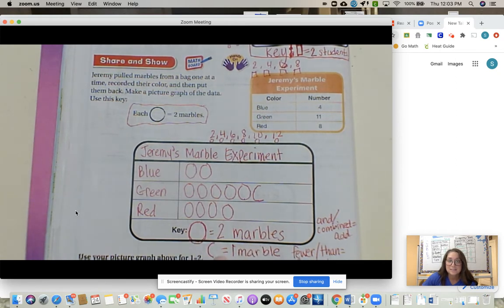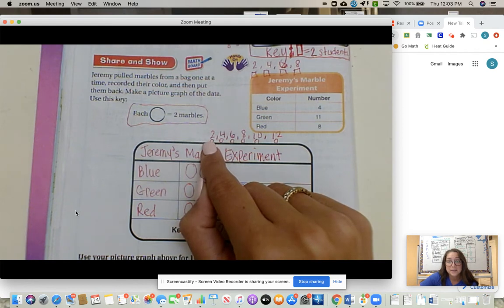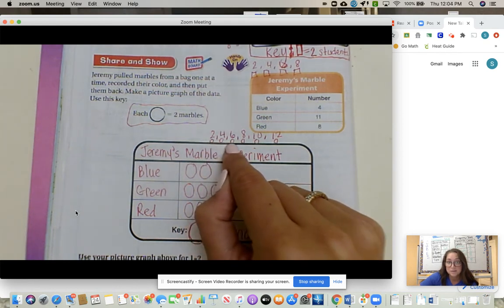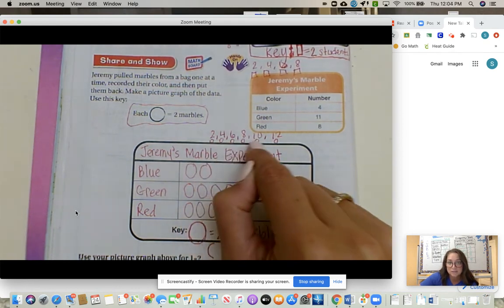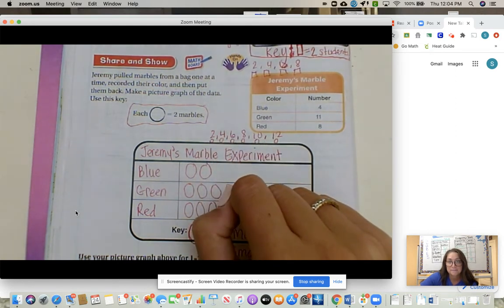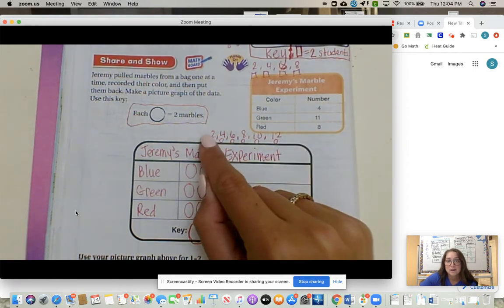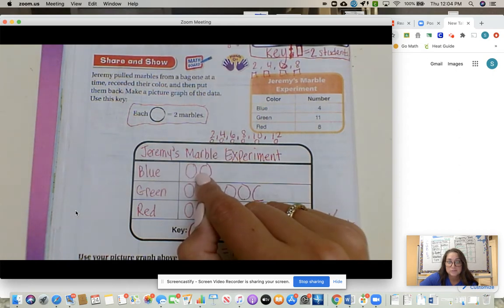And then we practice. What's half of a circle? If a whole circle is 2, what's half of 2? 1. So half of a circle equals 1 marble. Up here, again, I skip counted by 2s because it helps me. And then I draw the picture underneath so then I can just count how many pictures I need. So 2, 4, 6, 8, 10, 12. All right, for blue, 4. So 2, 4. Oh, how many pictures do I have? 2. So I drew 2 circles.